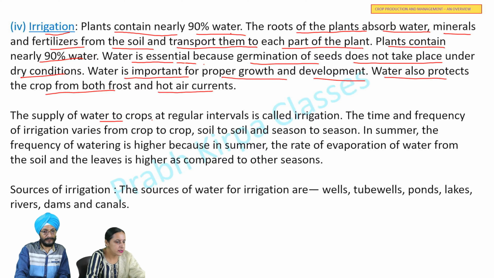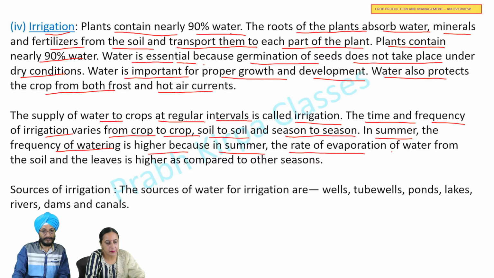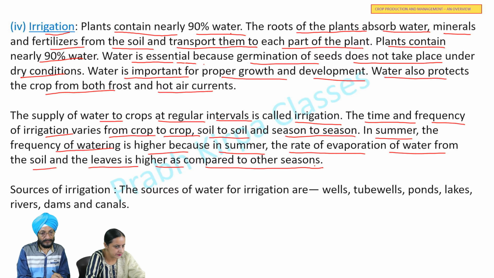The supply of water to crops at regular intervals is called irrigation. The time and frequency of irrigation varies from crop to crop, soil to soil, and season to season. In summer, the frequency of watering is higher because in summer the rate of evaporation of water from the soil and the leaves is higher as compared to other seasons.